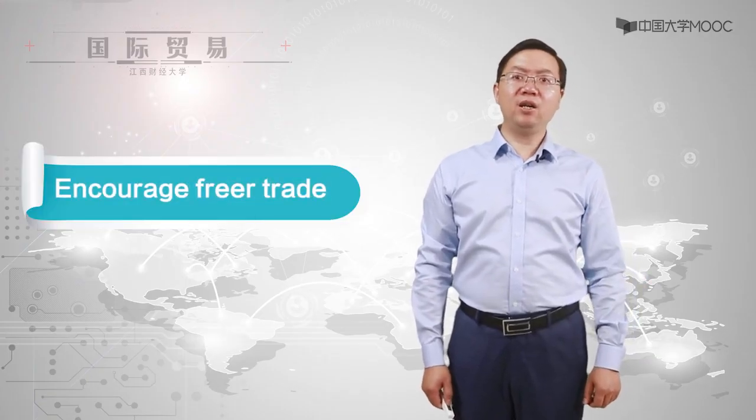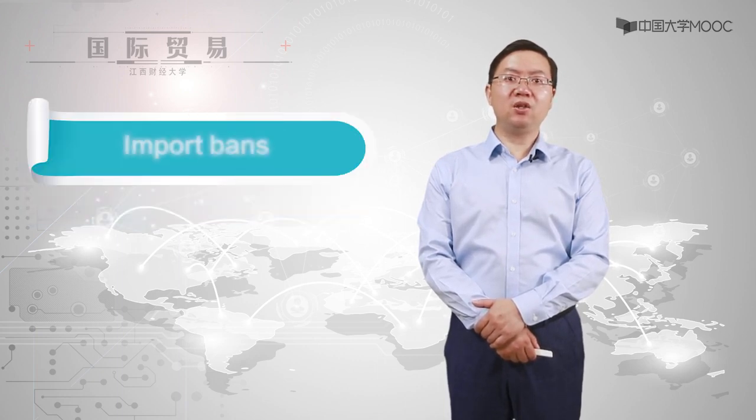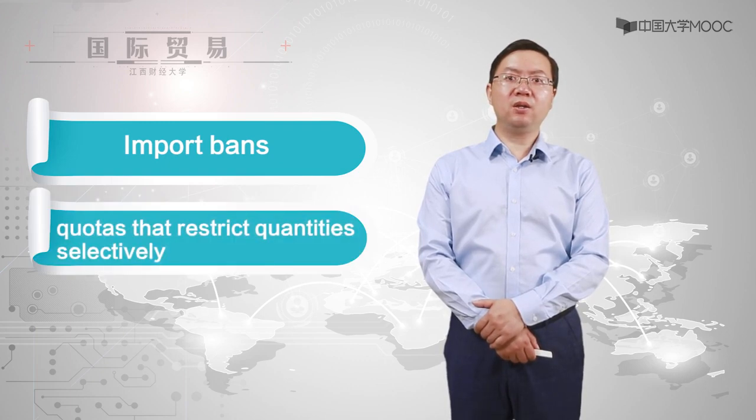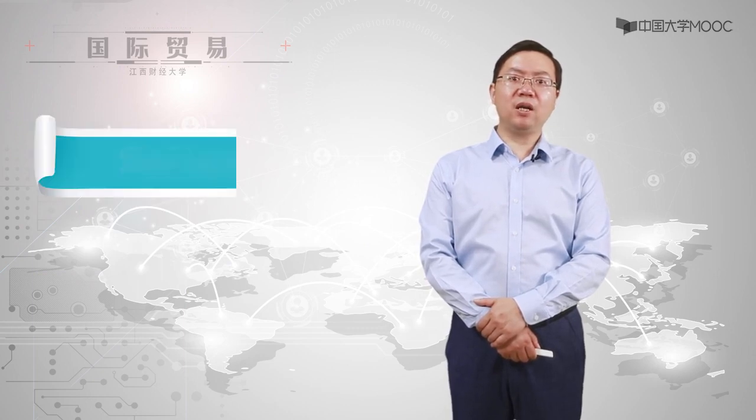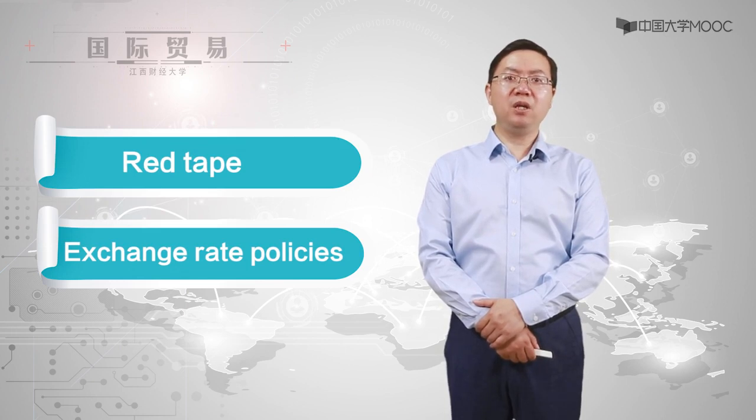The next principle is to encourage freer trade. Lowering trade barriers is one of the most obvious means of encouraging trade. The barriers concerned here include customs duties or tariffs, and measures such as import bans or quotas that restrict quantities selectively. From time to time, other issues such as red tape and exchange rate policies have also been discussed.